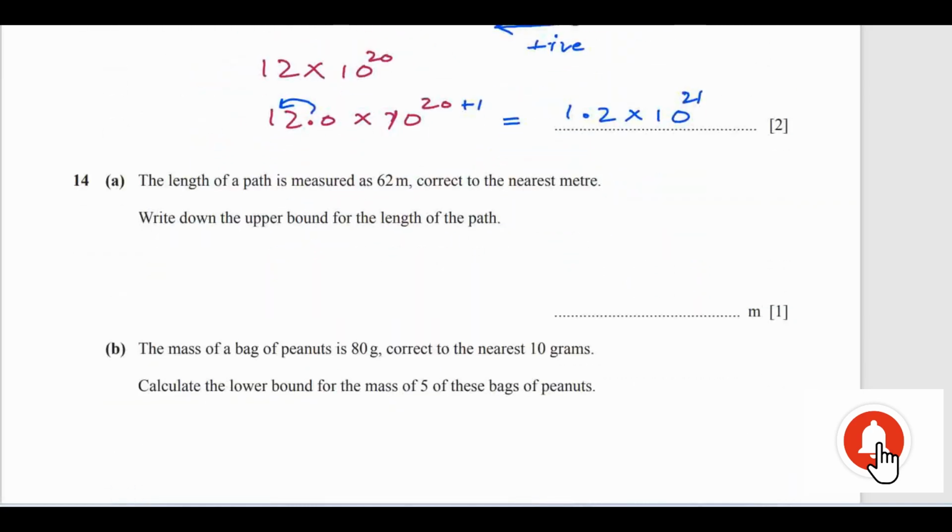Let's move on to question number 14. Question number 14: the length of a path is measured as 62 meters, correct to the nearest meter. Now nearest meter is a very important point. Write down the upper bound. Now what does nearest meter mean? Nearest meter means you divide 1 by 2 and add it. Like for 62, for the upper and lower bound you will do ±1/2.